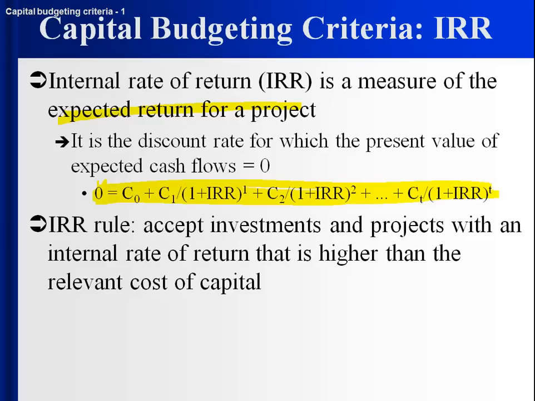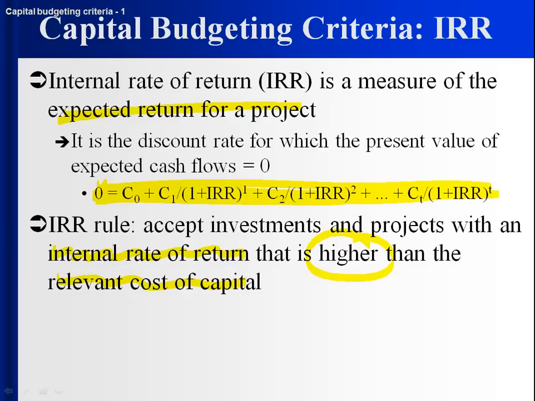Therefore, the IRR rule is simply to accept investments in projects where the IRR is greater than the relevant cost of capital. So if you've got an internal rate of return, you compare it to the relevant cost of capital, and if IRR is higher, you would accept it.